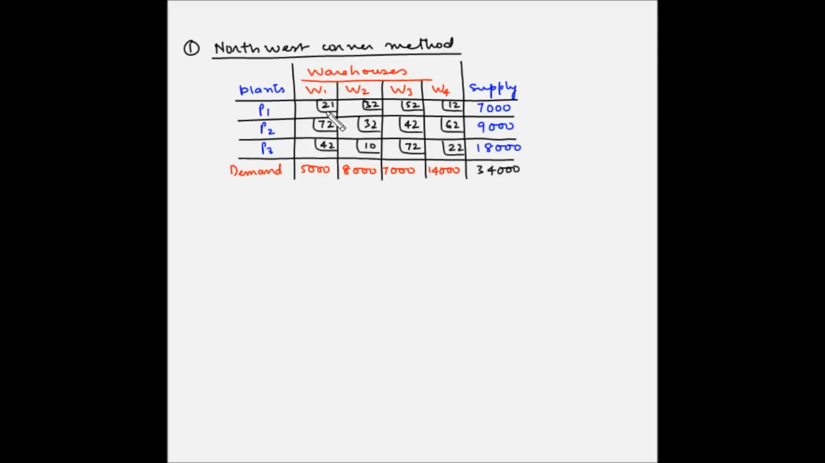So the first step in the northwest corner method is to select the northwest corner square as the starting point. So this side is north and this side is west. So the northwest corner square is this one, P1, W1.